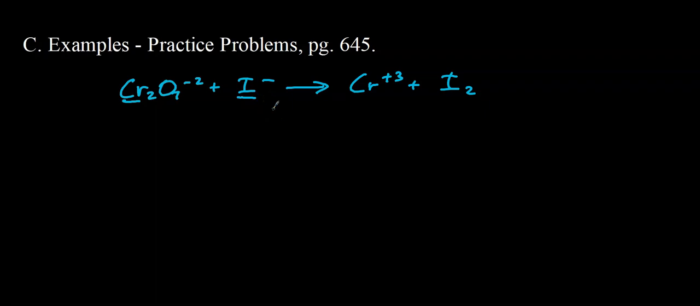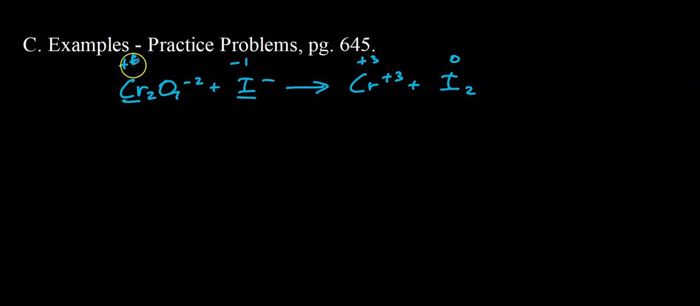So questions for you. What is the oxidation state of chromium in dichromate? What is the oxidation state of iodine in I minus? And what are the oxidation states of our products? Go ahead and pause the video and come up with those values. So hopefully you got that chromium, each one has an oxidation state of +6.